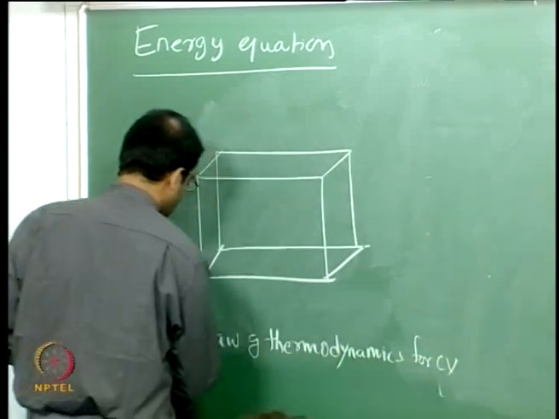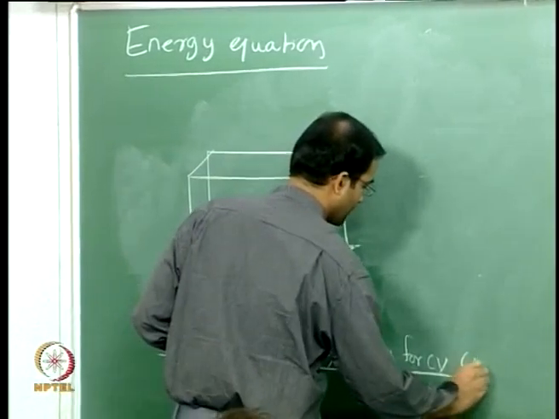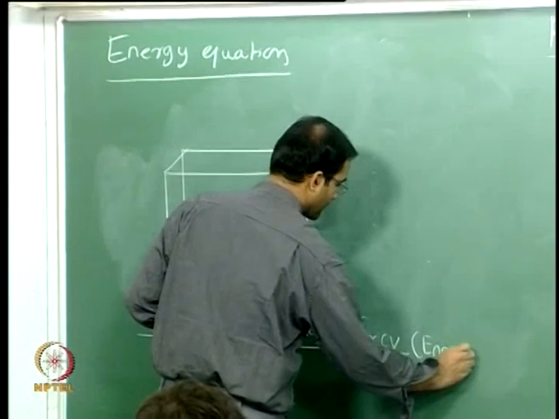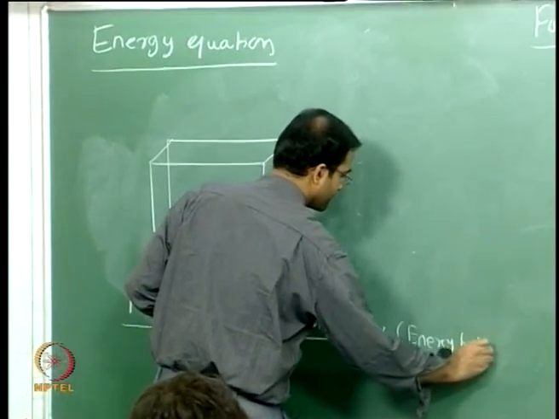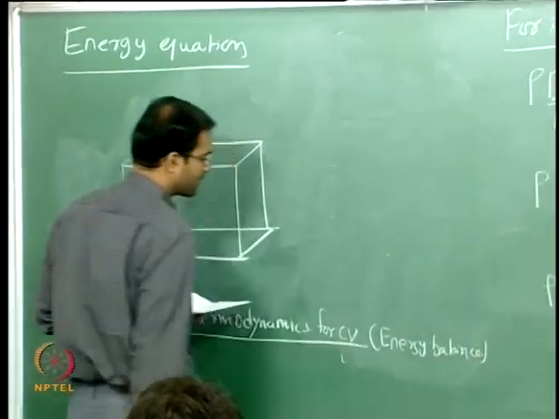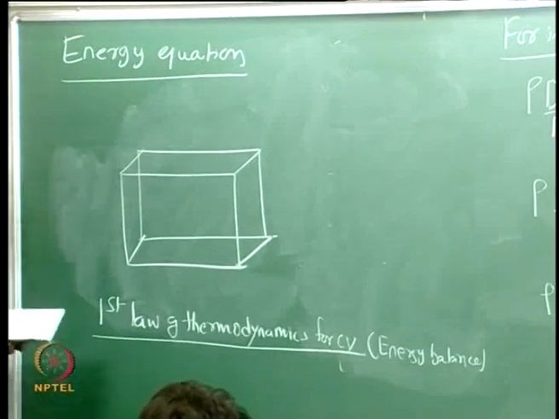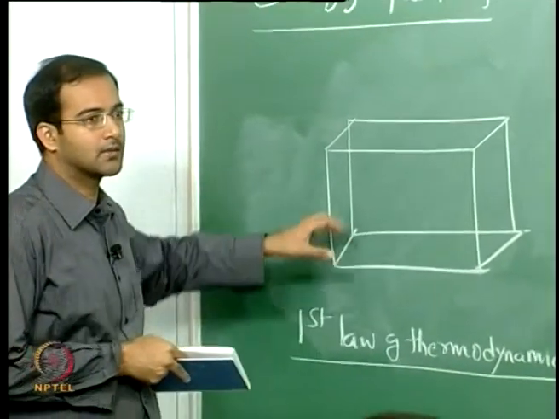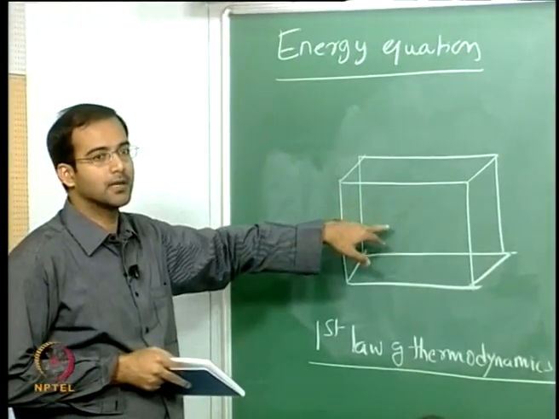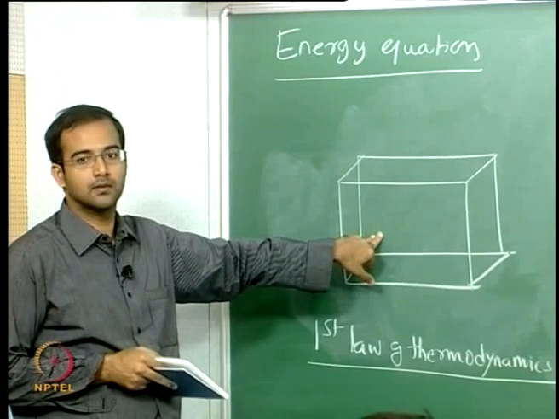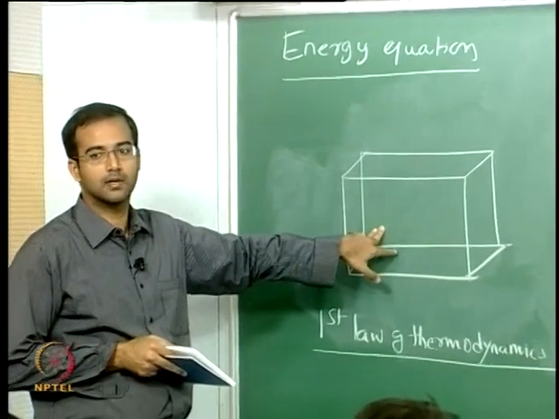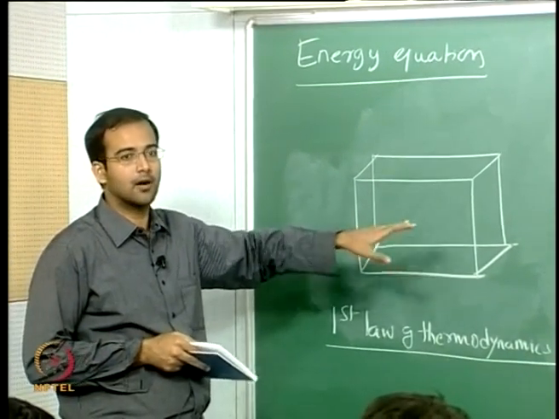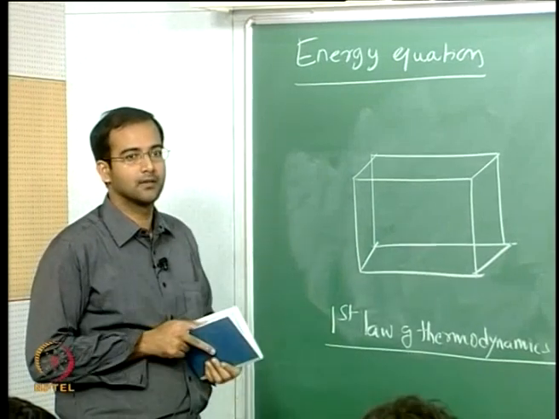So which is nothing but the energy balance. What does the first law of thermodynamics say? For an open system, the rate of change of energy within the control volume should be equal to the net efflux of energy across the control volume boundaries. This is a very compact way of phrasing the first law.